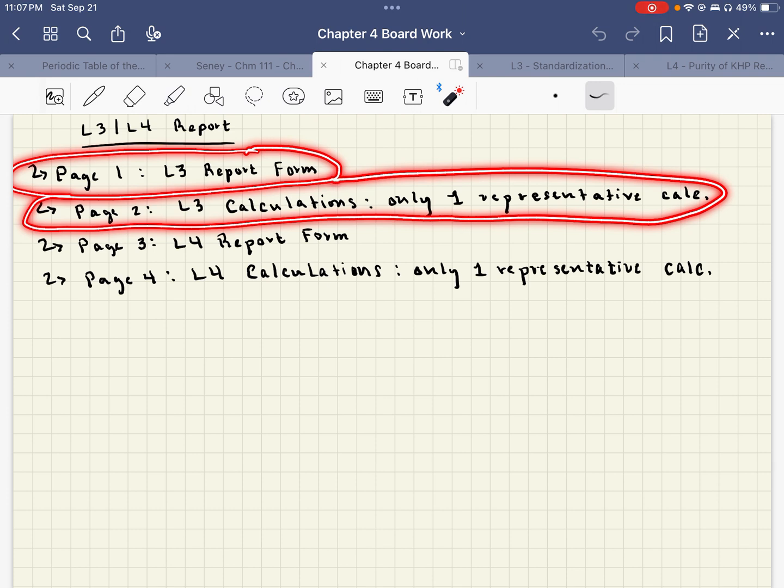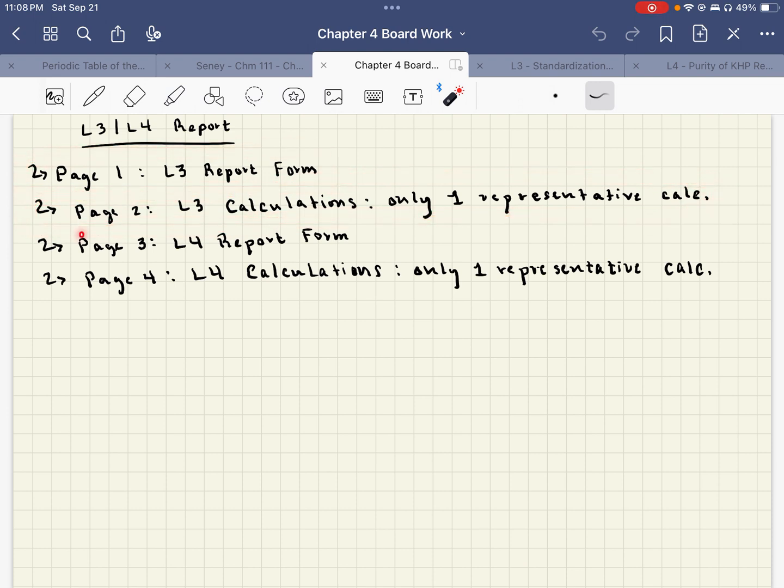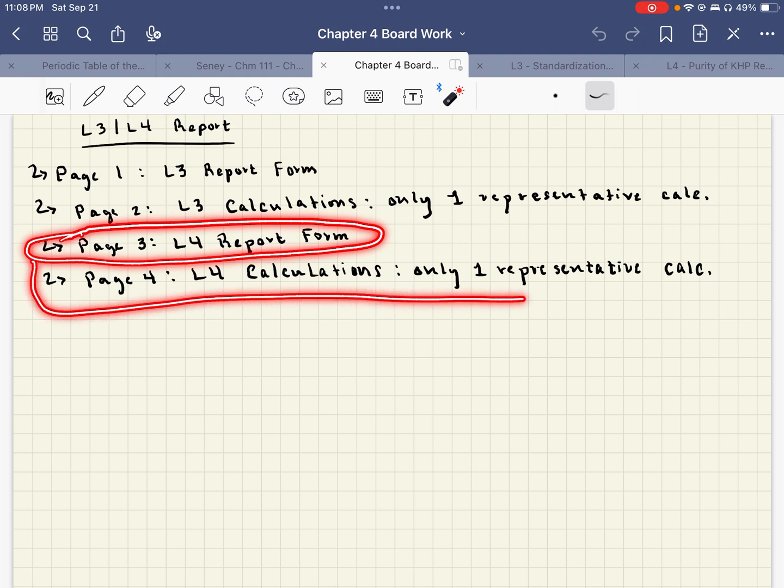Each time a calculation changes to something different, you'll give me that calculation, but I only need one representative calculation. I don't need all of them. Then for page 3, you'll do the Lab 4 report form, and for page 4, your last page, that's going to be your Lab 4 calculations, only one representative calculation for those.